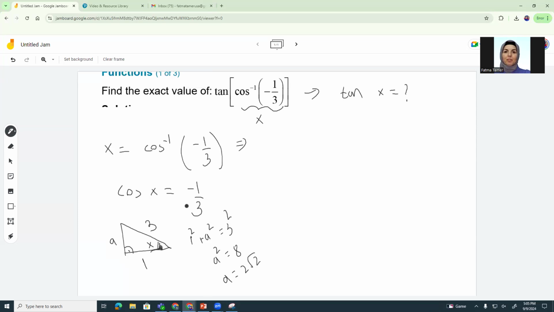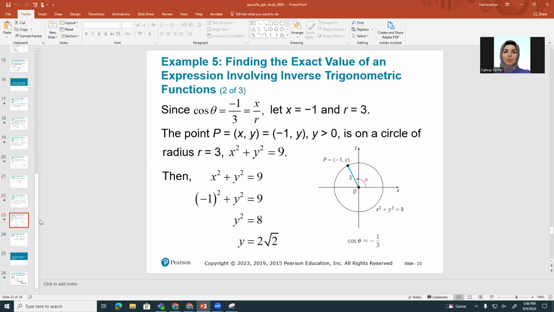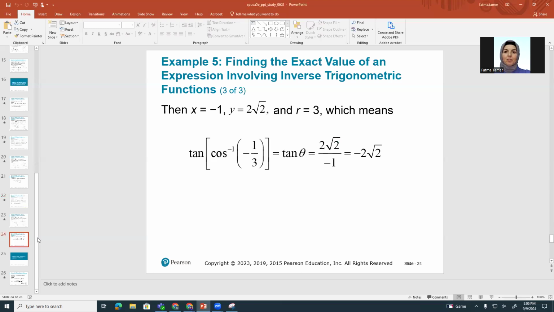Now, however, the cosine value is negative. Remember, for inverse cosine, we can only use values from 0 to pi. So this must be an angle that lives in the second quadrant. I do have the missing side, but this angle x is in the second quadrant. Therefore, in the second quadrant, the tangent value will be negative. Tangent is opposite over adjacent. We got the opposite side as 2 radical 2, and the adjacent side is 1. Therefore, the answer to this question will be 2 radical 2, but it will be negative because of the quadrant calculations.